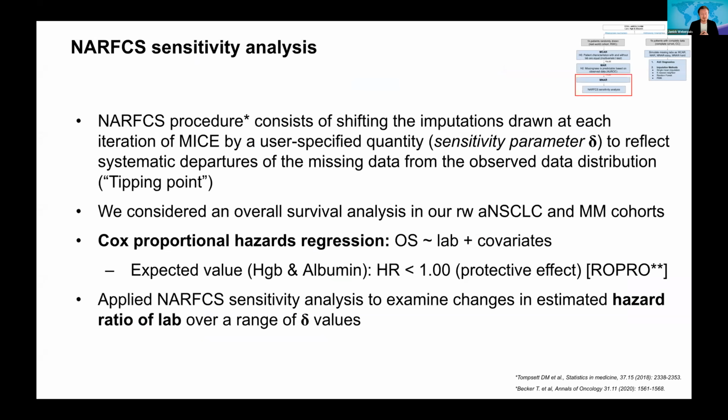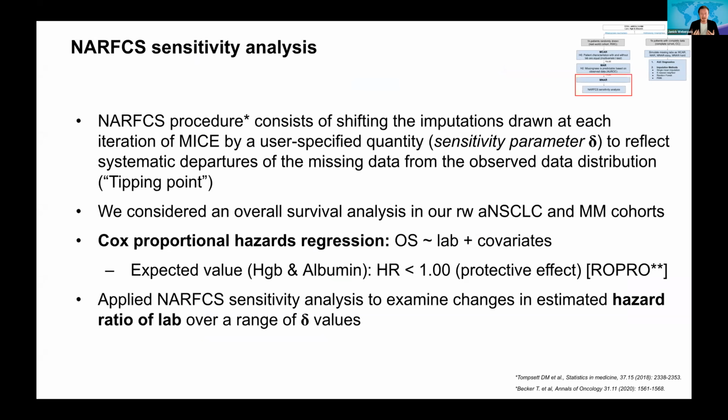One way to do this is, for example, to perform a not at random fully conditional specification tipping point analysis. This sensitivity analysis shifts imputations drawn at each iteration of an imputation algorithm under a MAR assumption by a given quantity, which is the sensitivity parameter delta. This sensitivity parameter can be interpreted as the average difference between the imputed and the observed values of a variable conditional on all remaining variables of the data.